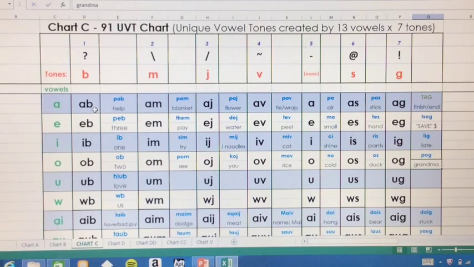What we're going to do is start with the vowel A, and we're going to say each vowel with each of the 7 tones 2 times.